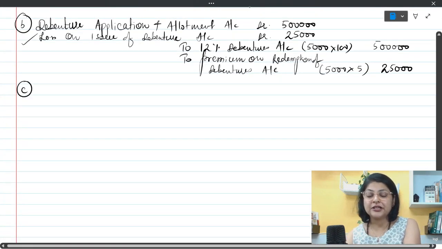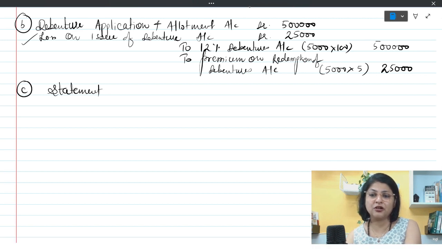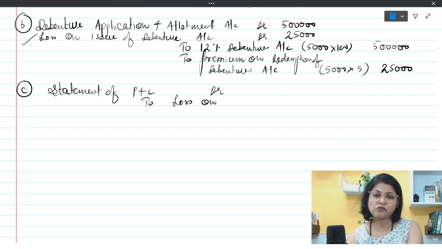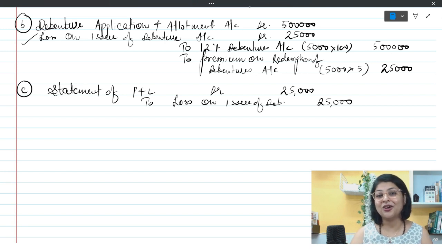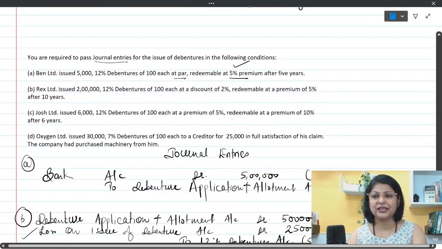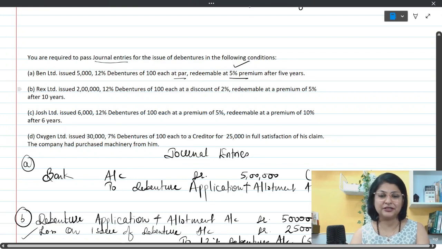So the third entry will also be passed, where in the absence of any other information, the statement of profit and loss will be used: statement of P&L debit to loss on issue of debenture. And this loss on issue of debenture amount is going to be 25,000. I hope you all understood this, students. Now let us do the second part of the question. The second part of the question is Rex Limited.